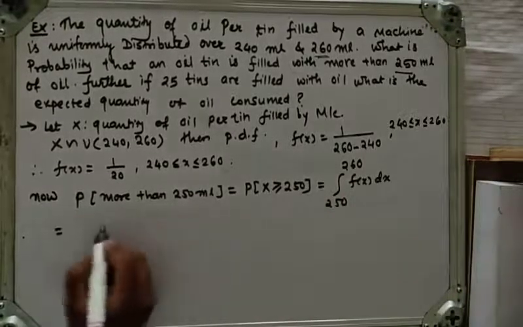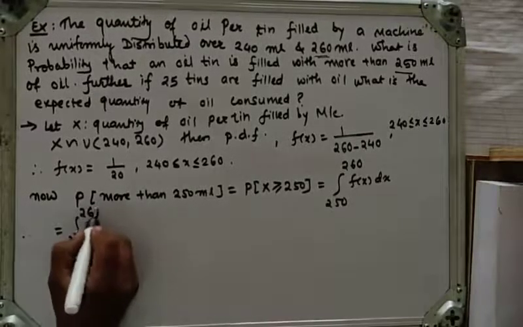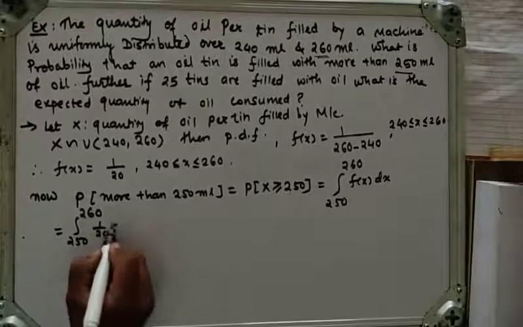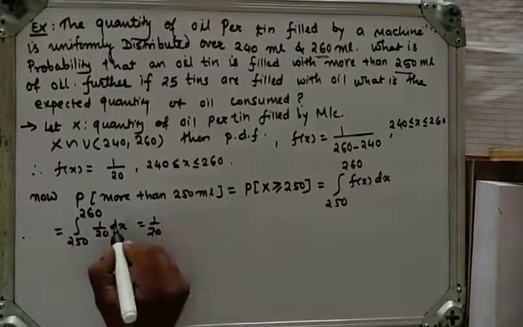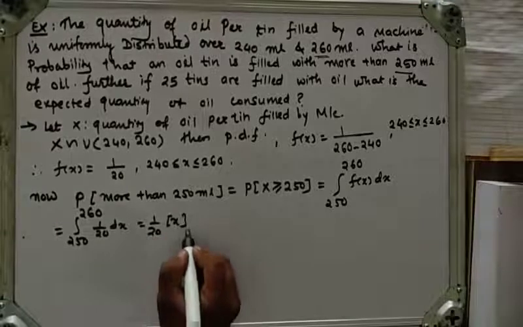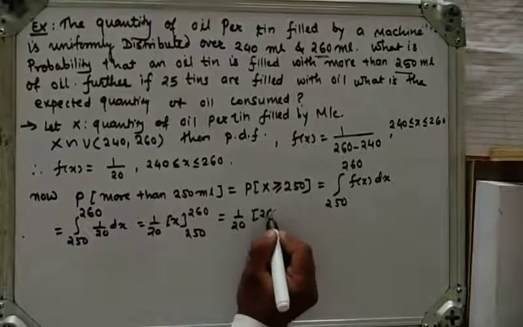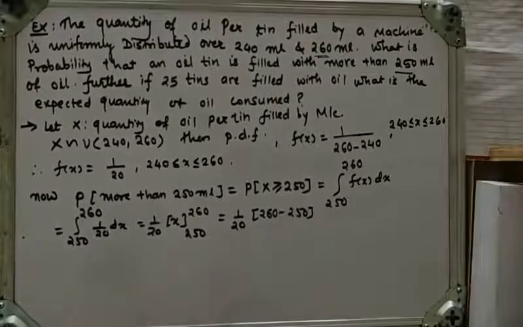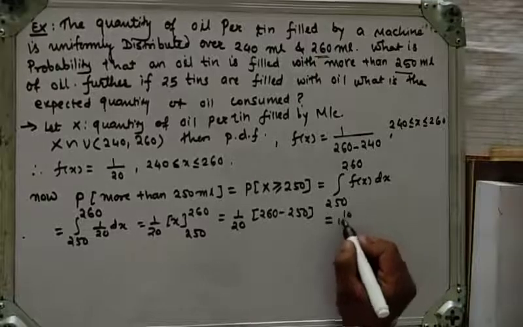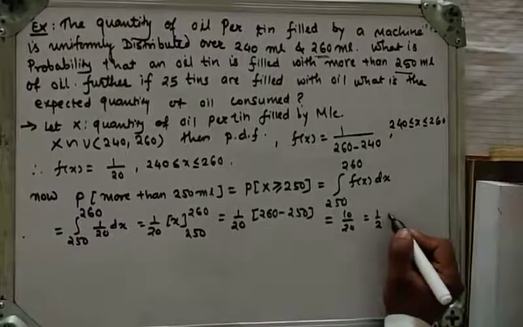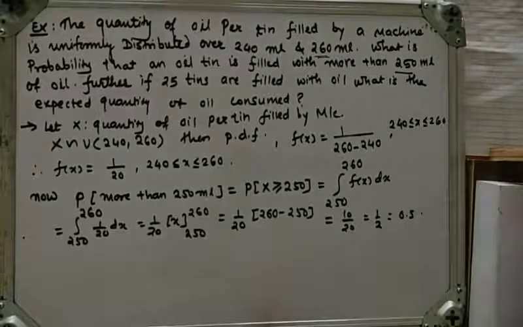That is the integral from 250 to 260 of 1/20 dx. The integral of a constant is x, so 1/20 times x from 250 to 260, which is 1/20 times (260 - 250) = 10/20 = 1/2. So 0.5 is the probability that an oil tin is filled with more than 250 ml.